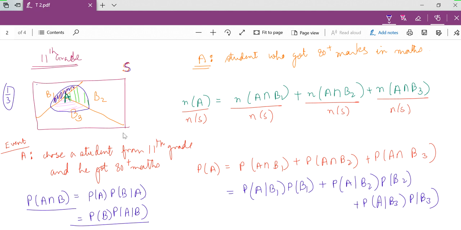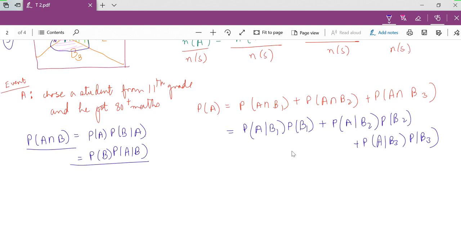Okay, so whatever we said is the total probability law. In this example, the probability of A is equal to the summation of the probability of A provided Bi happens, into the probability of Bi. Here i varies from 1 to 3.